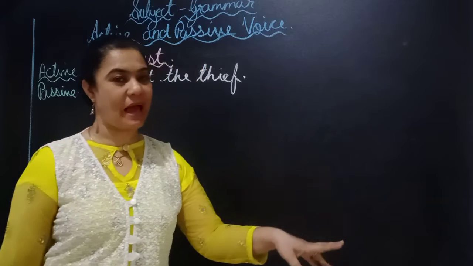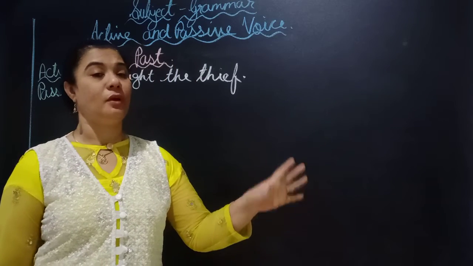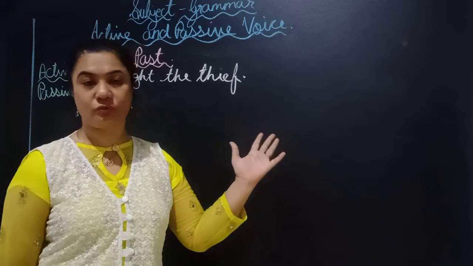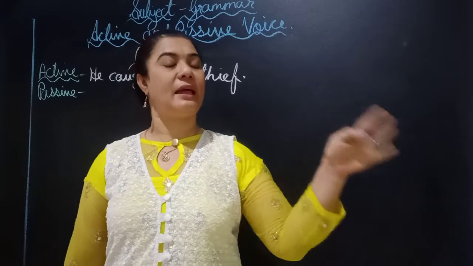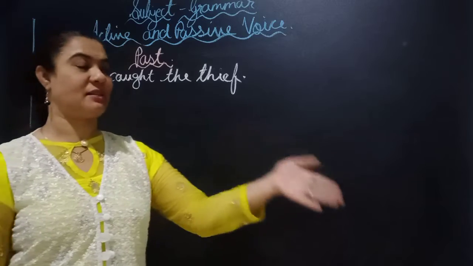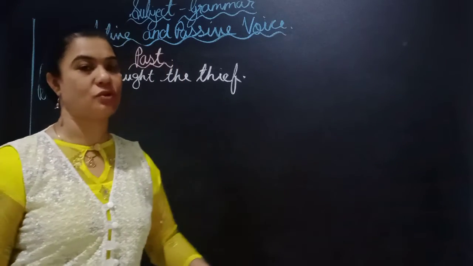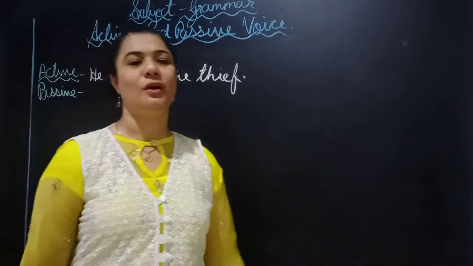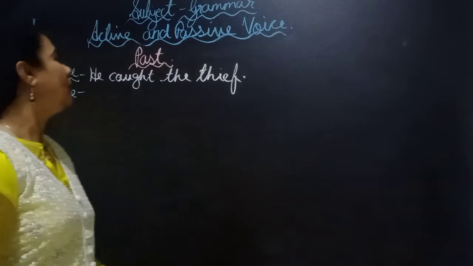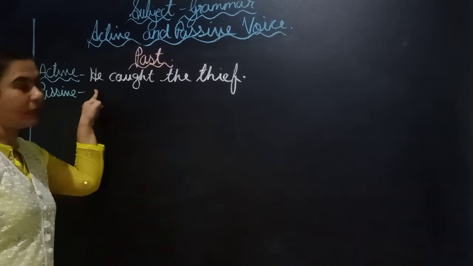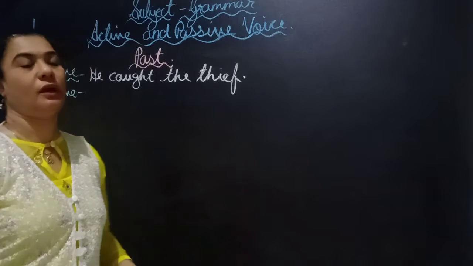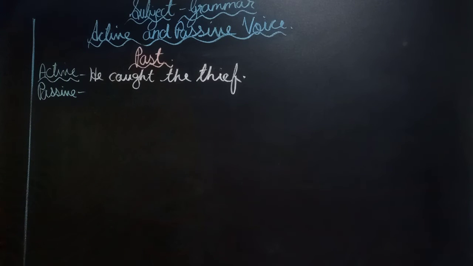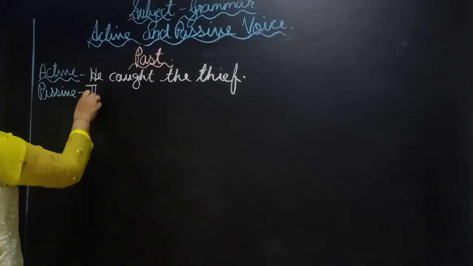Now, for passive, let me remind you that when you are making it passive, first you divide your sentence into three parts, that is subject, verb and object. Then your object will become your subject and your subject is going to turn to the object. Here you can see he, subject, caught, verb, the thief will be your object. Now I have to turn it to the passive voice, and that will be the thief.